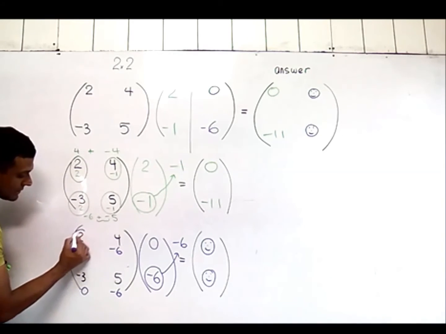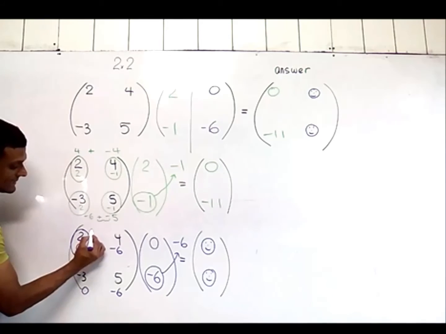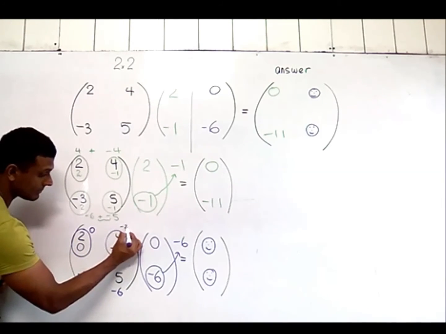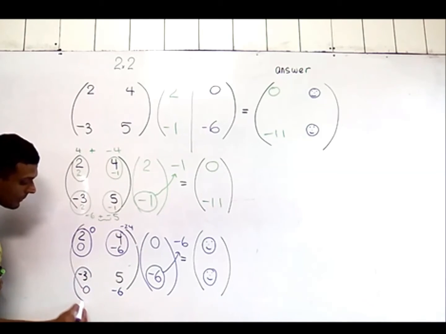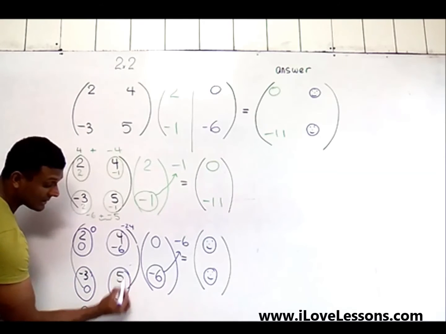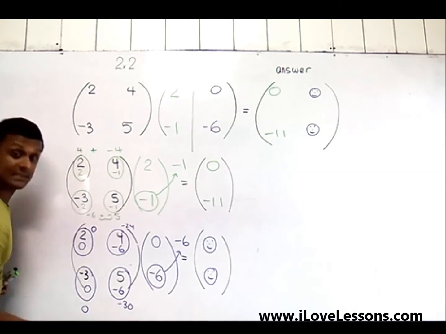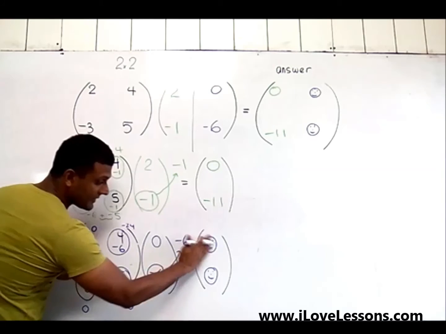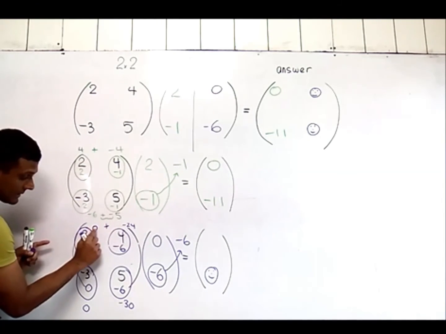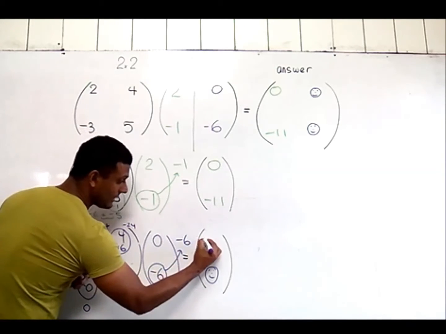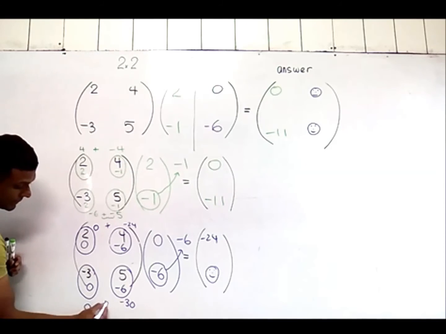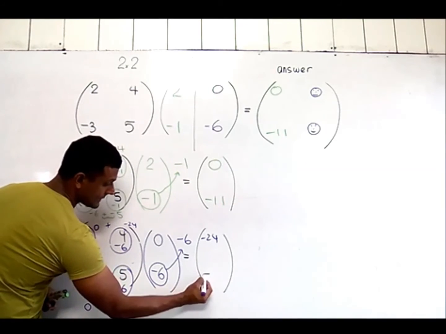By now, you should know that we multiply each pair. 2 by 0 is 0. 4 by minus 6 is minus 24. Minus 3 by 0 is 0. 5 multiplied by minus 6 is minus 30. To get the first answer on top, we add the 2 numbers here on top. 0 plus minus 24 is minus 24. 0 plus minus 30 is minus 30.